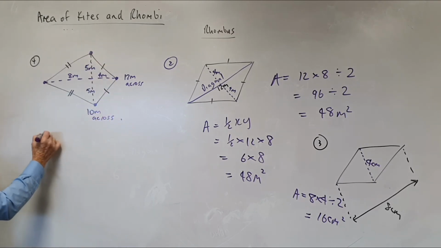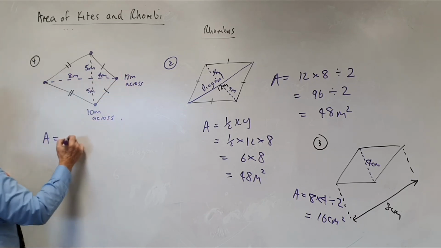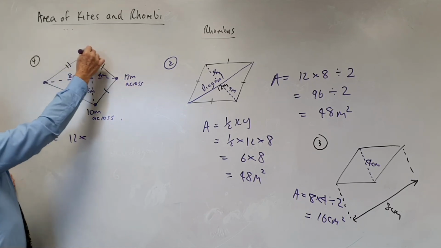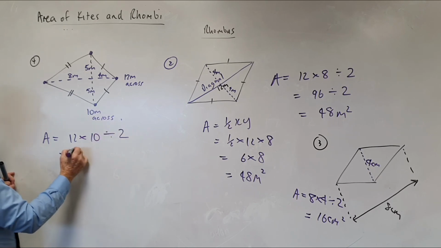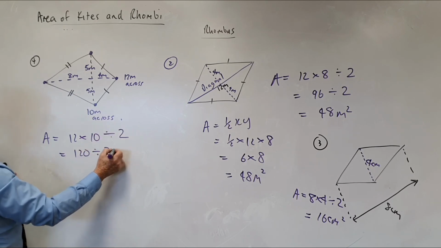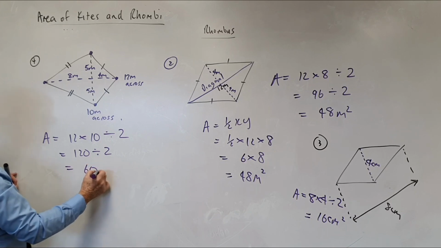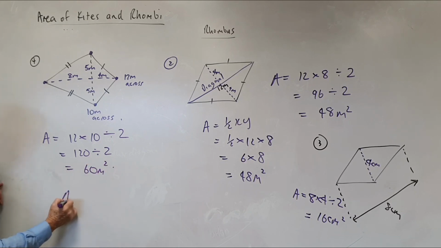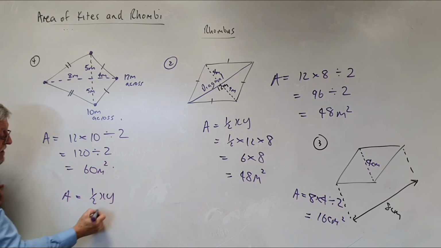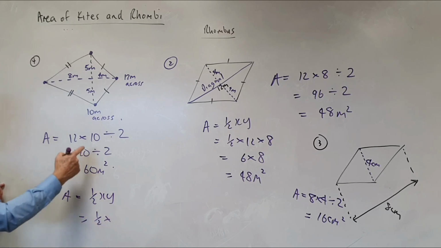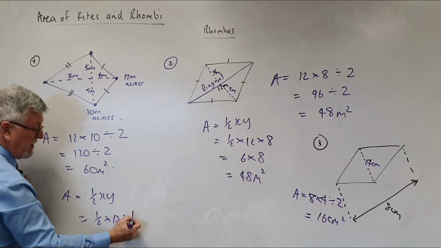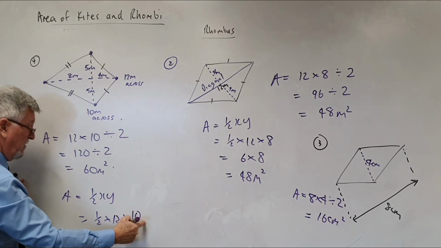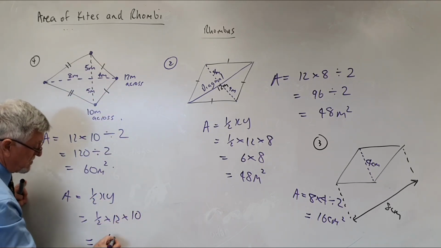Therefore, if I get my area, I'm going to go the length of one diagonal times the length of the other diagonal, and then divide it by 2. So then I've got 120 divided by 2, which is back to 60 metres squared. But if you're a formula person, half xy, so it's a half, same calculations by the 12, by the 10. It doesn't matter if you put 10 times 12 or 12 times 10, and you're back to 60 metres squared again.